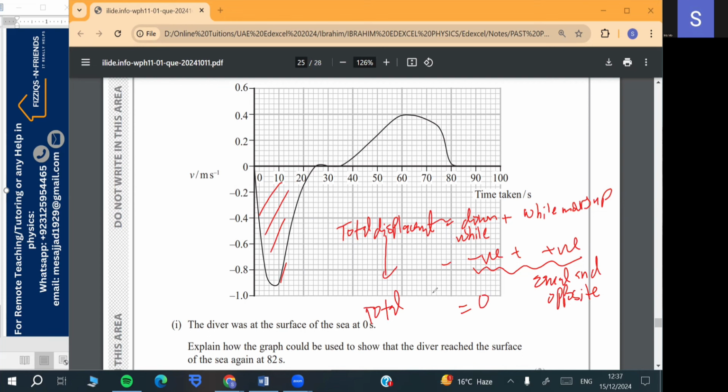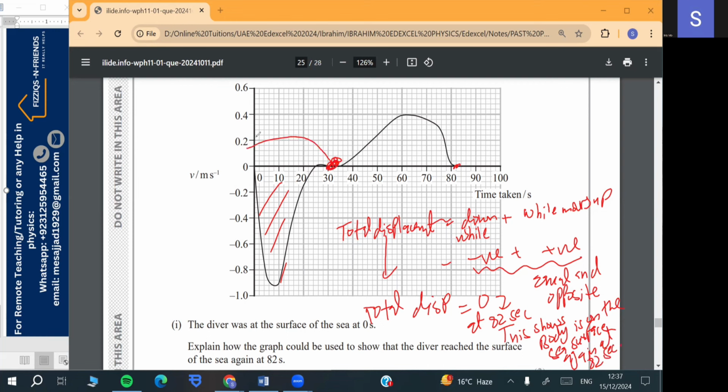So when you have total displacement to be 0, it means you are at the surface, and this happens only at 82 seconds. This shows the body is on the sea surface again at 82 seconds. Why not here at 82 seconds?